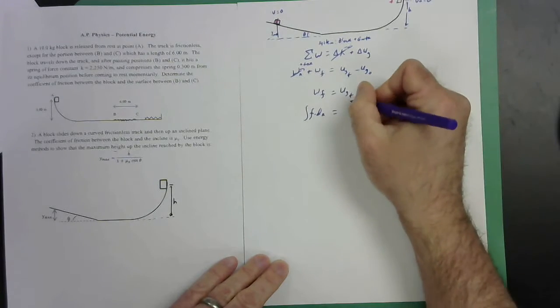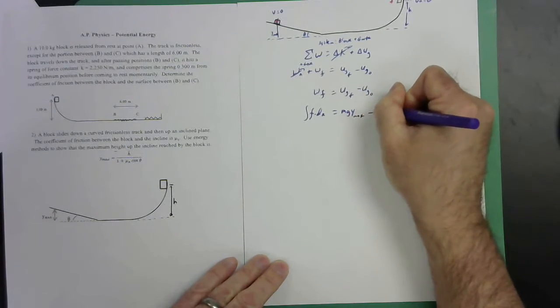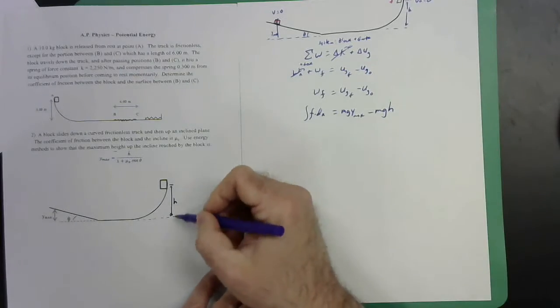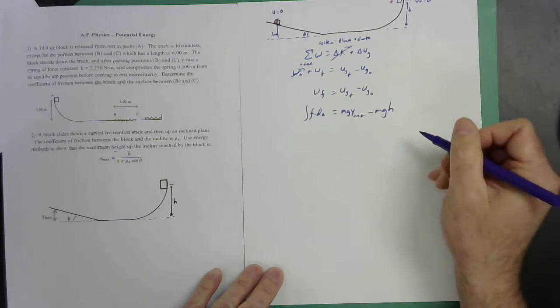I'll put in all the rest of these terms too. U_g final will be mg times the final height. Well, the final height, that's what we're calling y max, minus mg times the initial height, which is what we're calling h there. Again, I apologize, that was not on the diagram. It got left off by accident. Sorry about that.